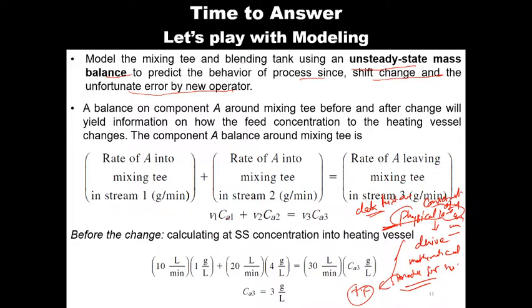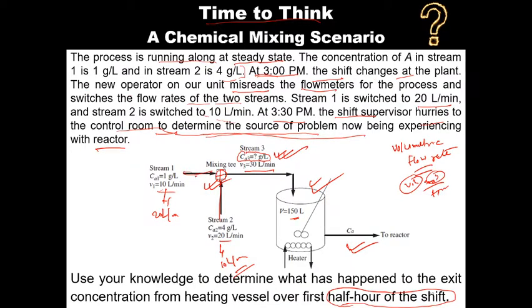So what we have to do? A balance on component A around the mixing tee before and after the change. Before 3:30 or after the duration of 3 to 3:30, what will happen? We have to check. So see what we wrote. Whatever component is coming from the first side, rate of A into the mixing tee in stream 1 plus rate of A into the mixing tee in stream 2 is equal to rate of A from this side plus this side is equal to this side. Yes or no?